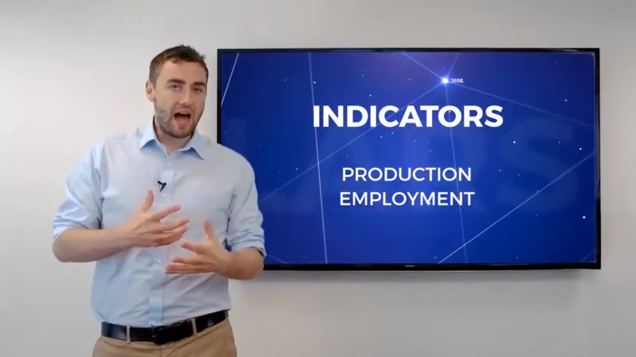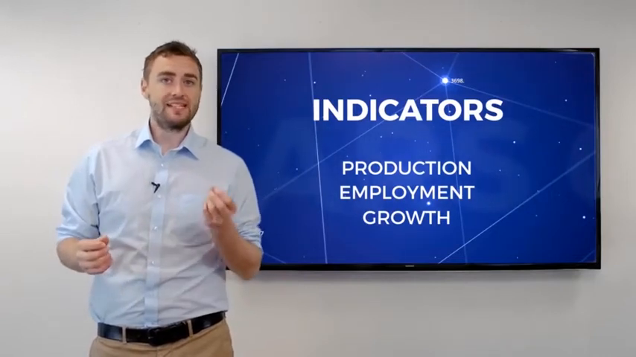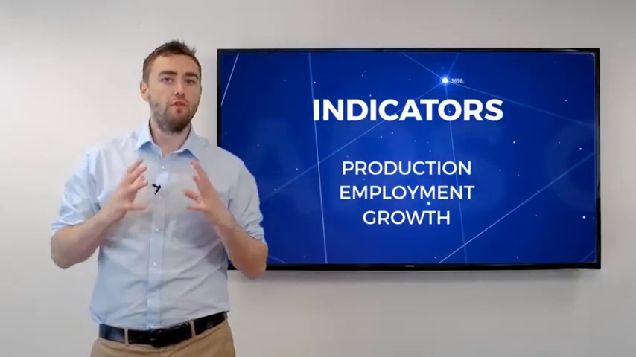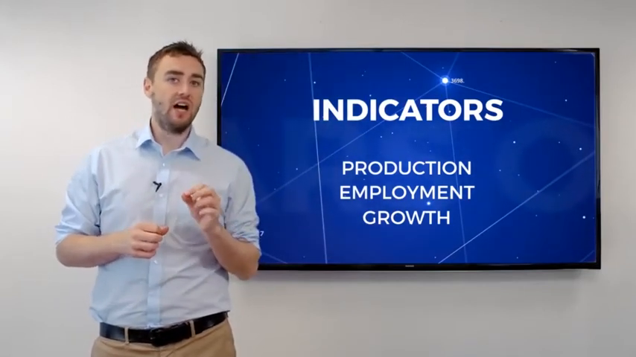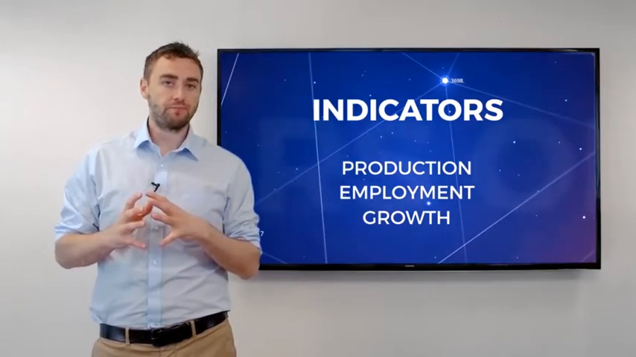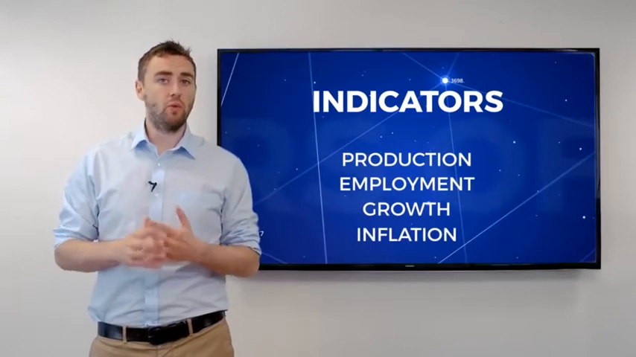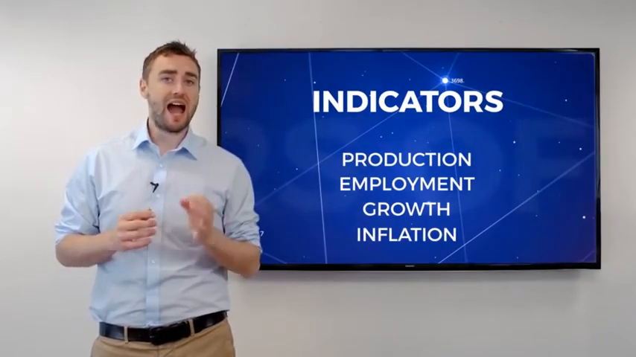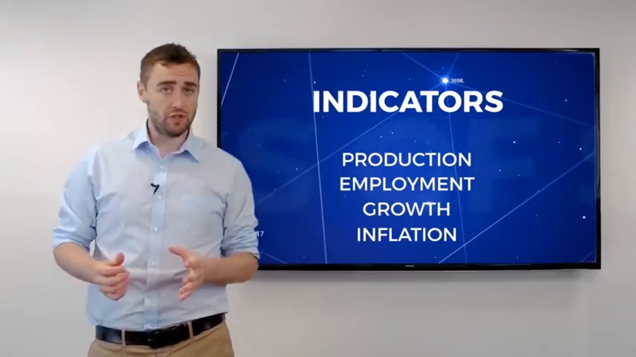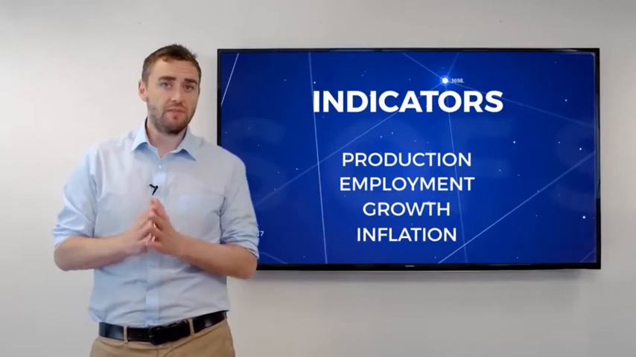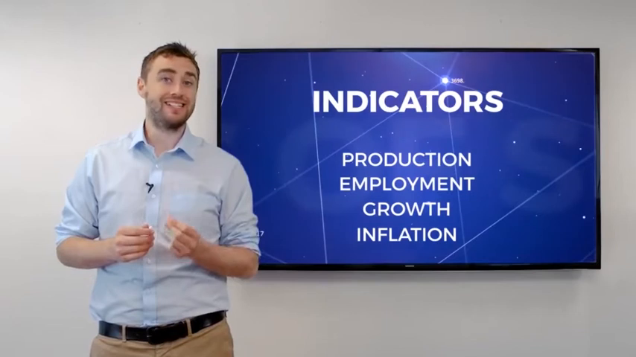Now, following on from that, we have growth. The most popular growth indicator is, of course, GDP. This is similar to production, but gives a more overall picture of how well the economy is expanding. This gives the bank a very good idea about whether or not any actions are required. Finally, we have inflation, and this is probably the most important of them all. Inflation measures how much the cost of goods and services goes up or down over time. And the reason it's so important is because very often the central bank's main purpose is to ensure that the inflation rate remains stable.